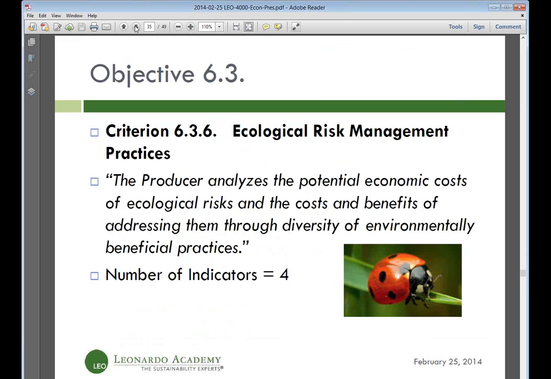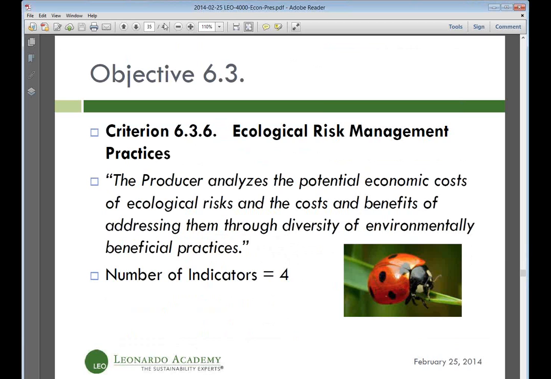So we think it's to the benefit of the entire agricultural community if all of the individual producers are at least aware of the potential effects of their operations on their neighbors. So this is one criterion where we try to encourage them to take a little bit of a broader view and to ensure that practices that they may use that could affect the ecology of their area are as beneficial as possible to the entire area.